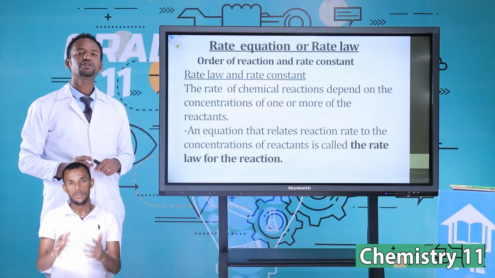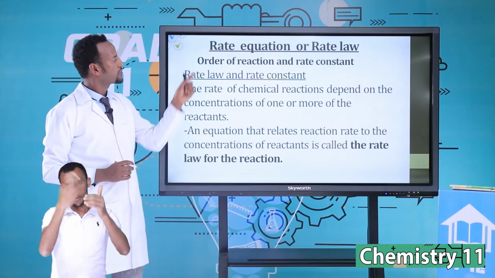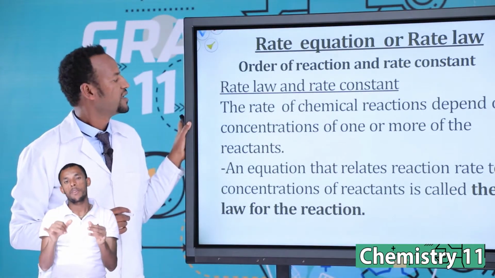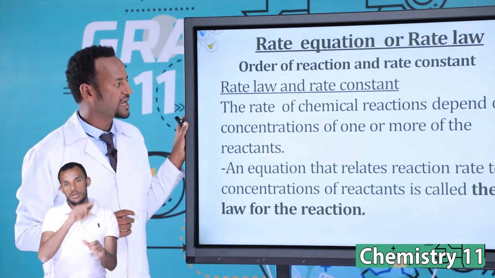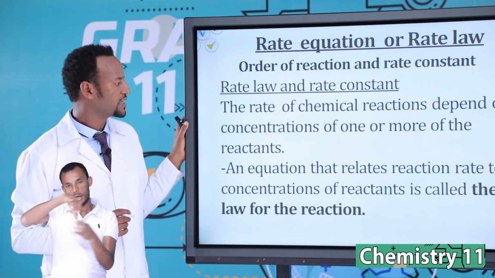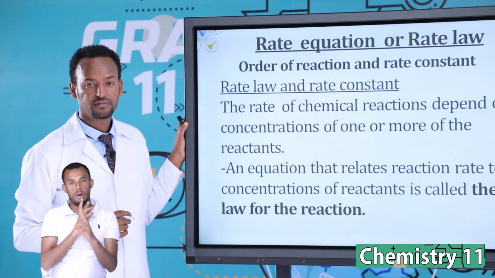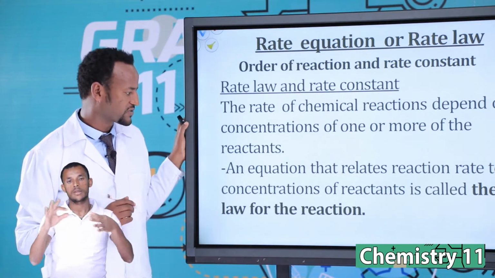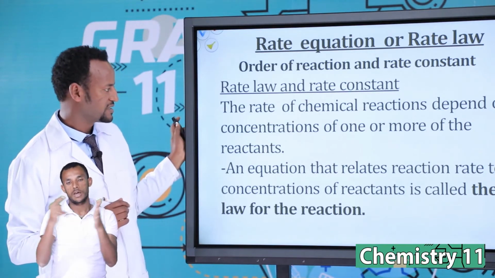Rate equation or rate law. Again, order of reaction and rate constant. Rate law and rate constant: the rate of chemical reactions depends on the concentrations of one or more of the reactants. An equation that relates reaction rate to the concentrations of reactants is called the rate law for the reaction.